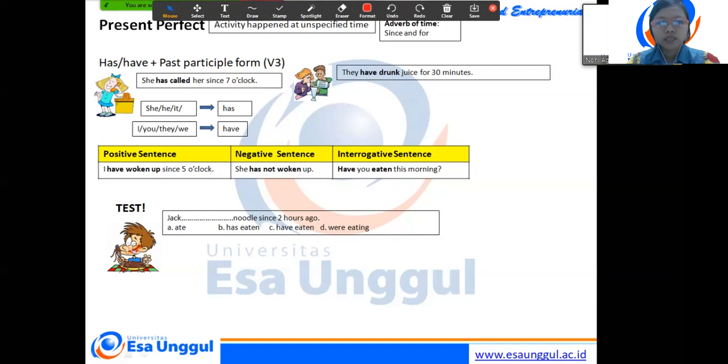Now look at the example. She has called her since 7 o'clock. They have drunk juice for 30 minutes. You can use has if the subject she, he, and it. You use have if the subject I, you, they, and we. If you look at the verb called, drunk, so it used past participle form or verb 3.